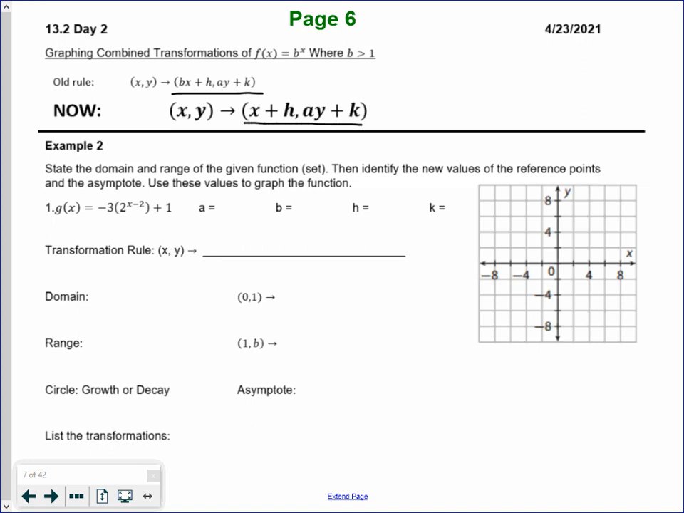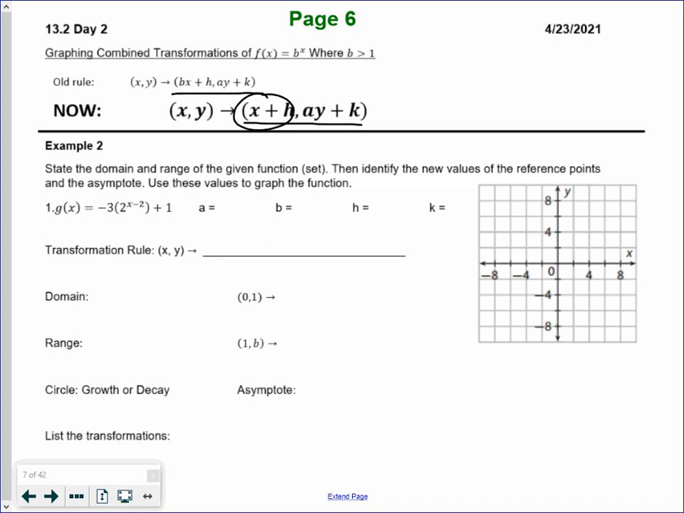And if you remember from the previous notes on 13.2 day 1, when we listed out all our transformations, we didn't have any horizontal stretches or horizontal compressions. And that's why we don't have a b value in the x part of the transformation rule. Because we don't really deal with horizontal stretches and compressions with exponential functions, so we don't put that into our transformation rule.